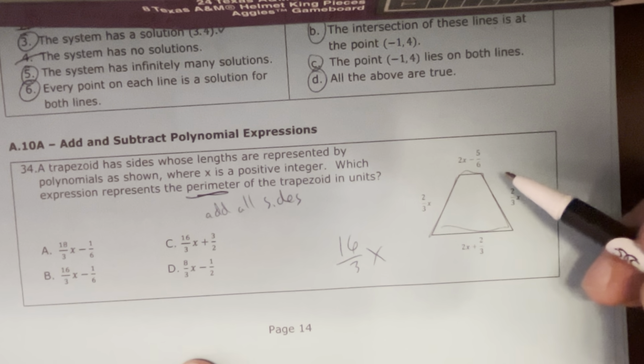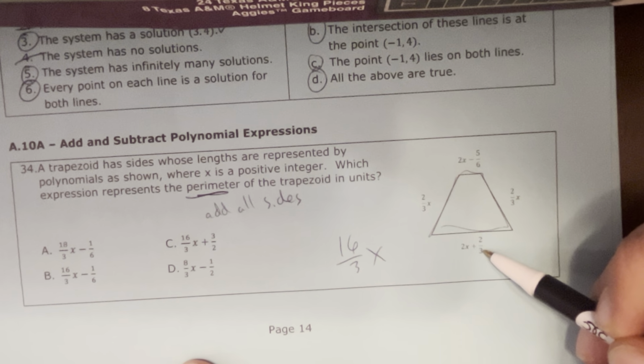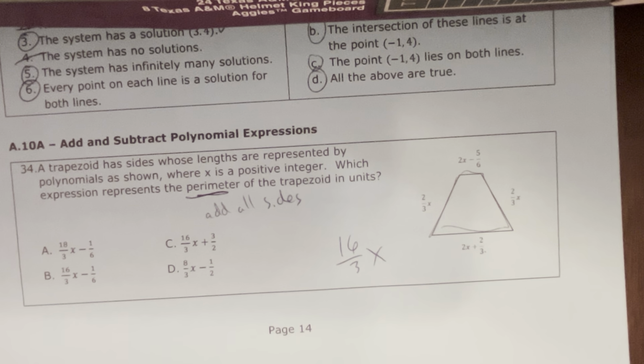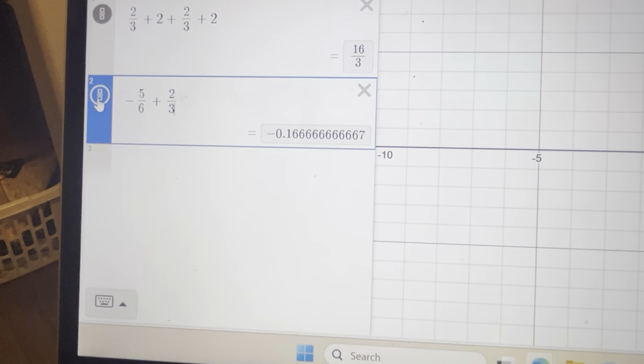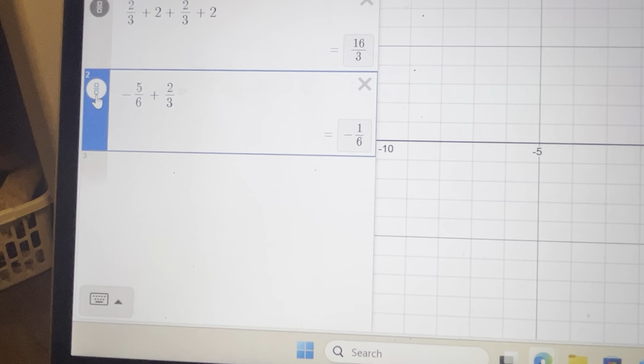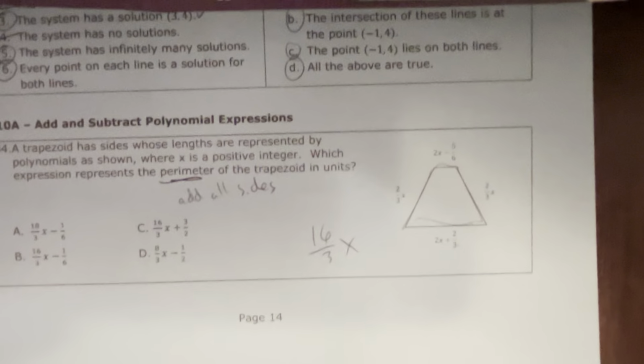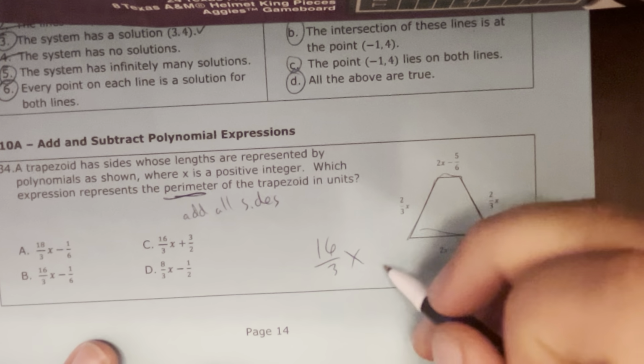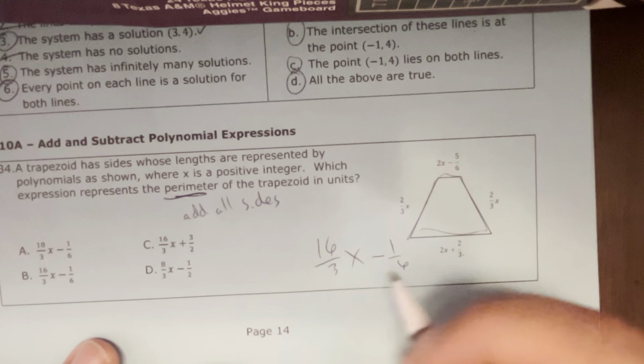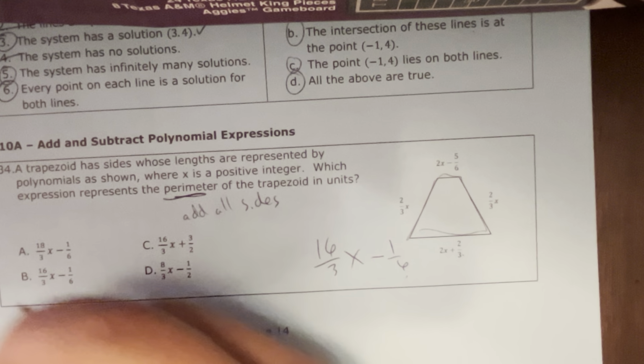So when I add all those x's together, I should get 16/3x. Next, my numbers: I have -5/6 and 2/3. If I add up -5/6 plus 2/3, there's my -5/6 plus 2/3. I'm going to change that to a fraction. I get -1/6. And so my perimeter, by adding all the sides together and combining like terms, is 16/3x minus 1/6. 16/3x minus 1/6. That's B.